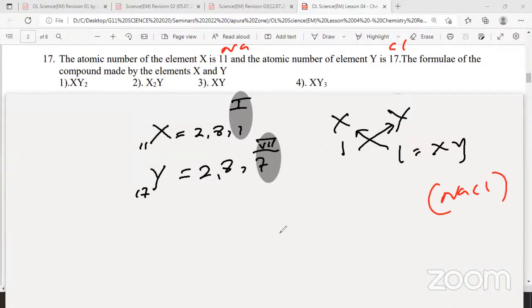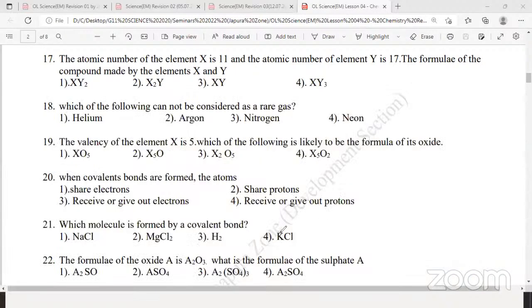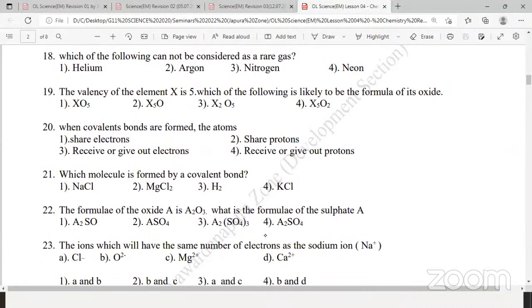Right. Question number 18. I'll erase the screen. 18th MCQ. So the answer for question number 17 is third, right? Question number 18: Which of the following cannot be considered as a rare gas?